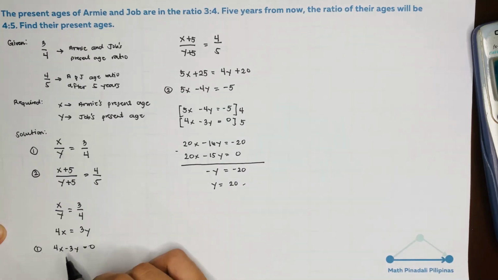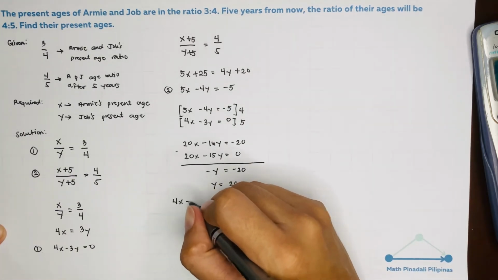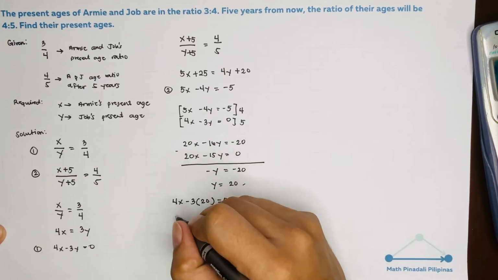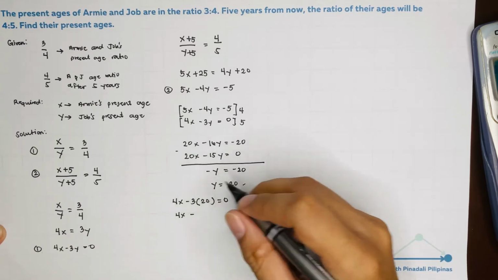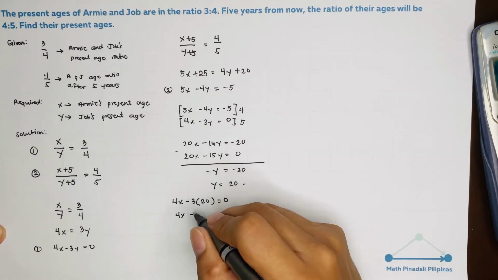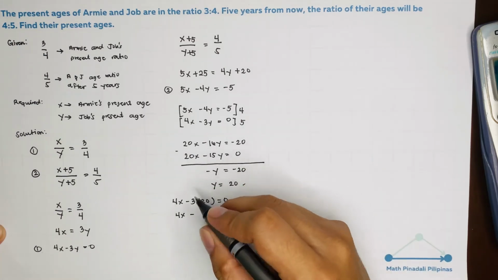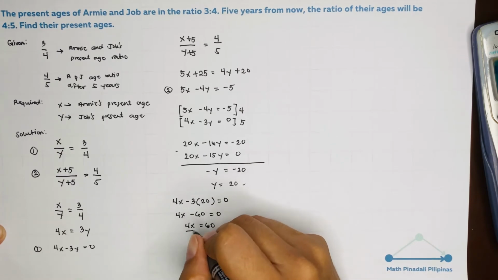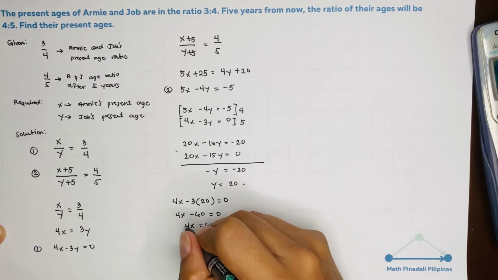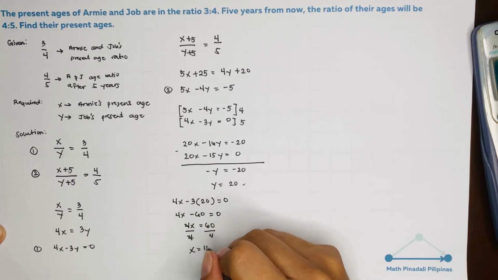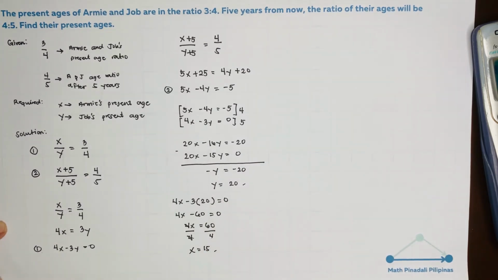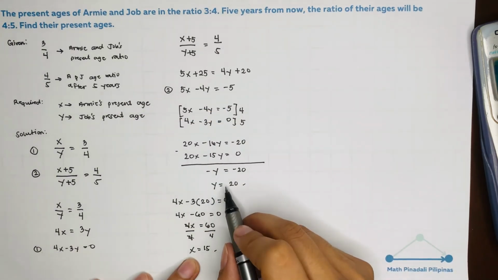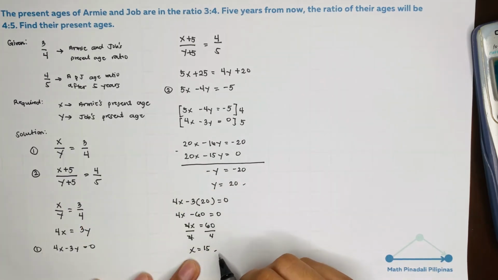So let's plug it into our first equation. We have 4x minus 3 times y, which is 20, is equal to 0. 4x minus 3 times 20, negative 60, is equal to 0. 4x is equal to 60. Divide both sides by 4. X is equal to 15. So it means X is the present age of Armie, 15 years old. Y is Job's present age, 20 years old.